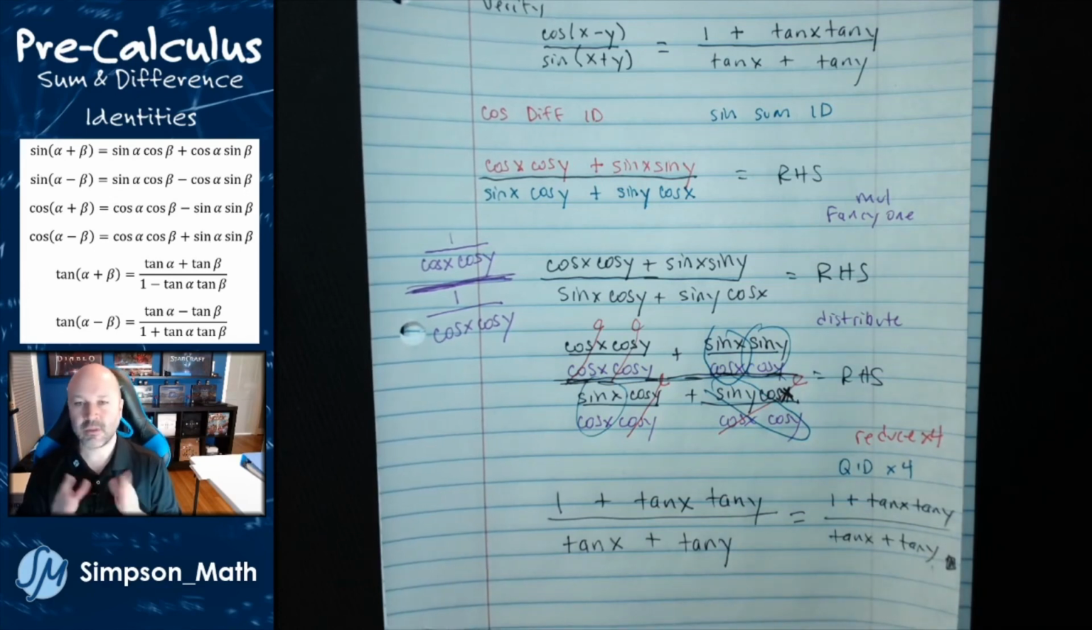All right. Practice using the sum and difference identities. Write them down over and over again. Do the homework. You got this. If you have any questions, just let me know.